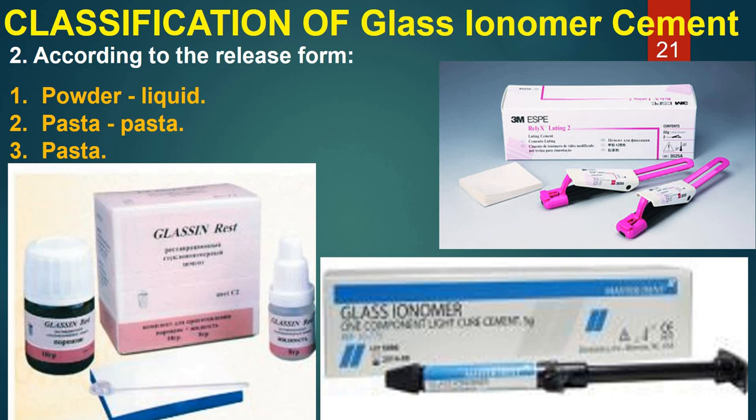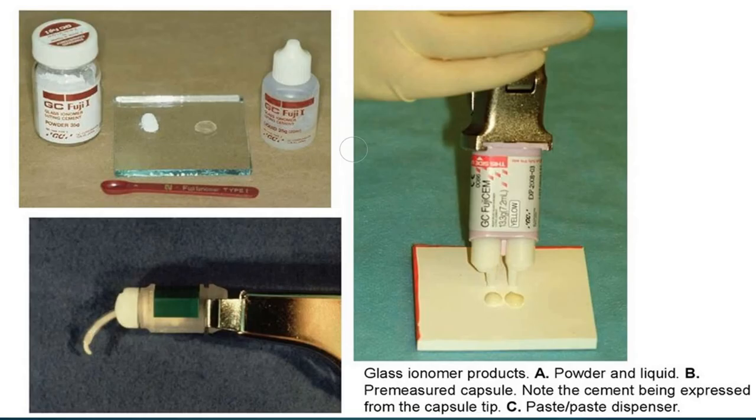Second, according to the release form, it can be powder and liquid, paste, and only paste. And in these slides we see glass ionomer products: powder and liquid, powder and liquid. Pre-dosed capsule. Note the cement being expressed from the capsule tips. And paste dispenser.